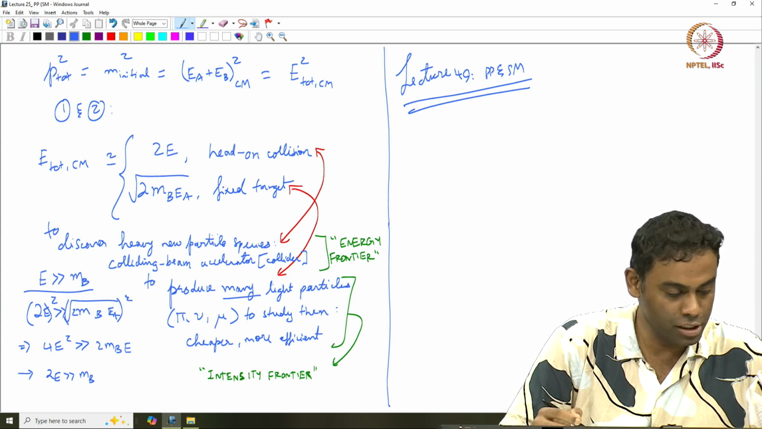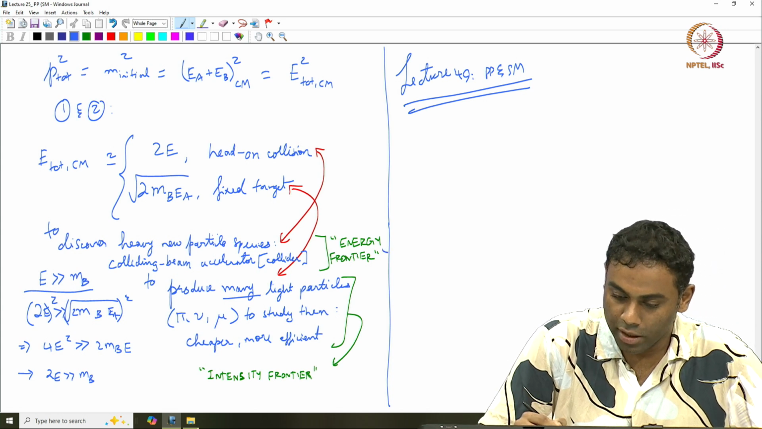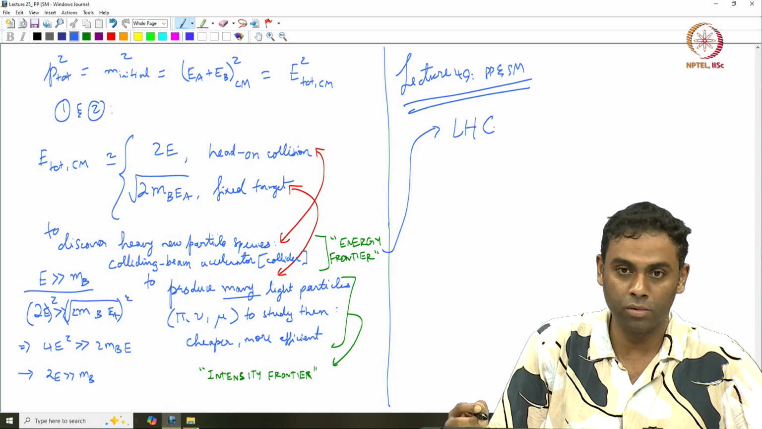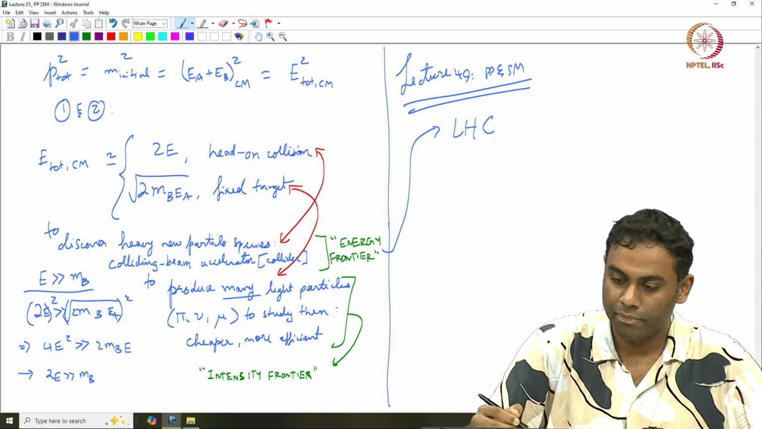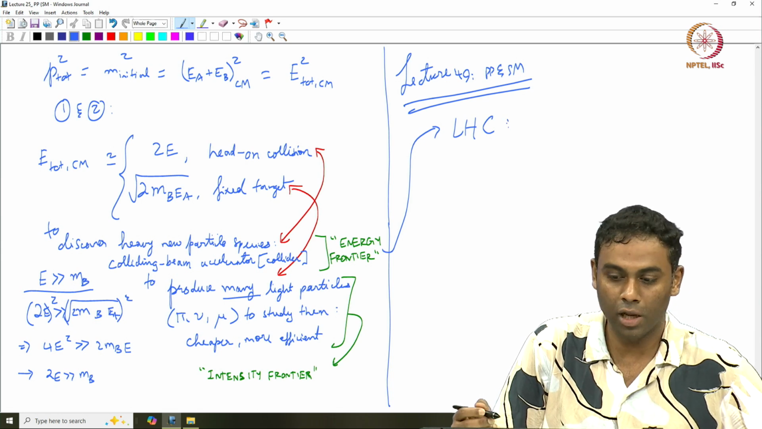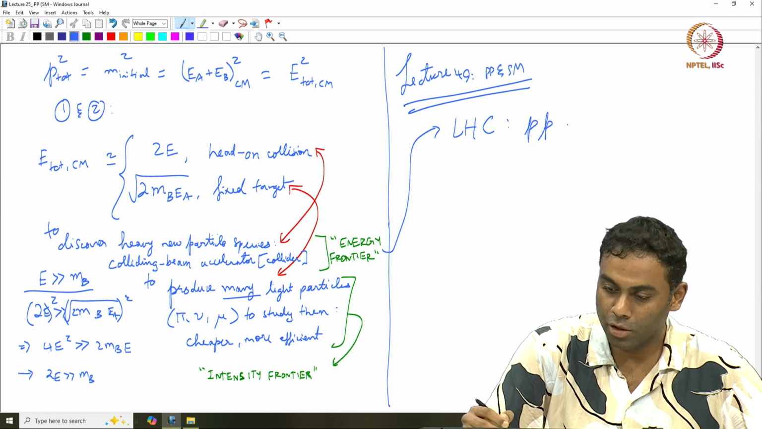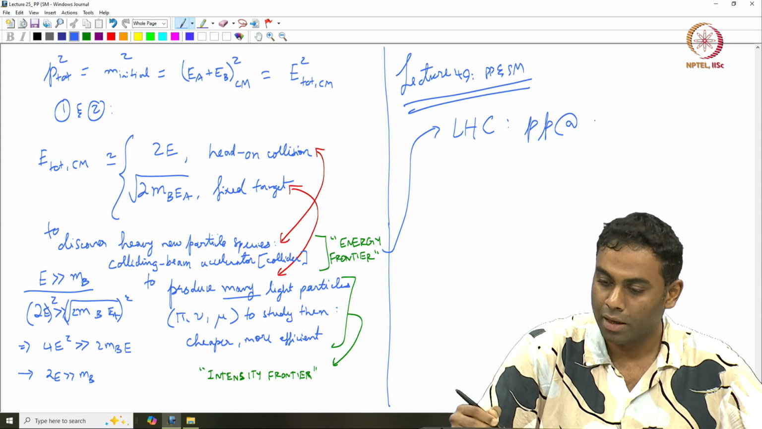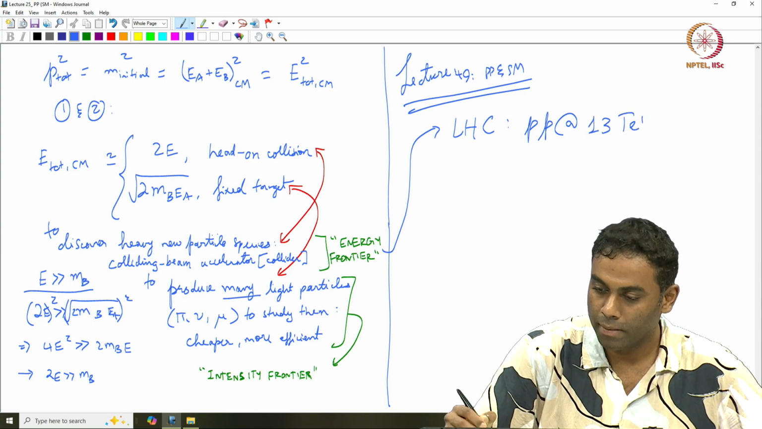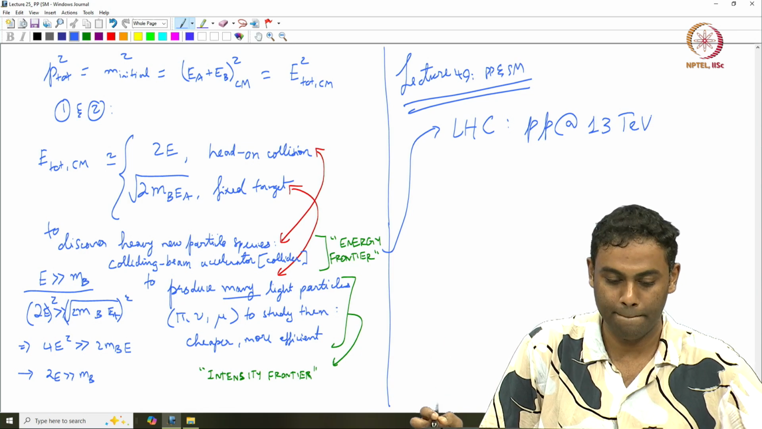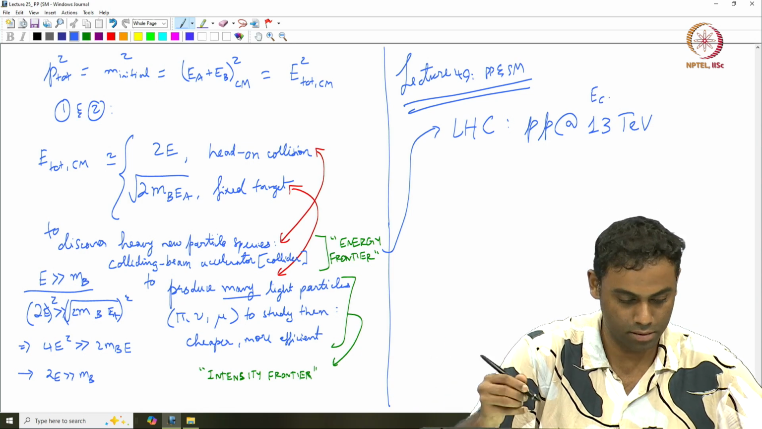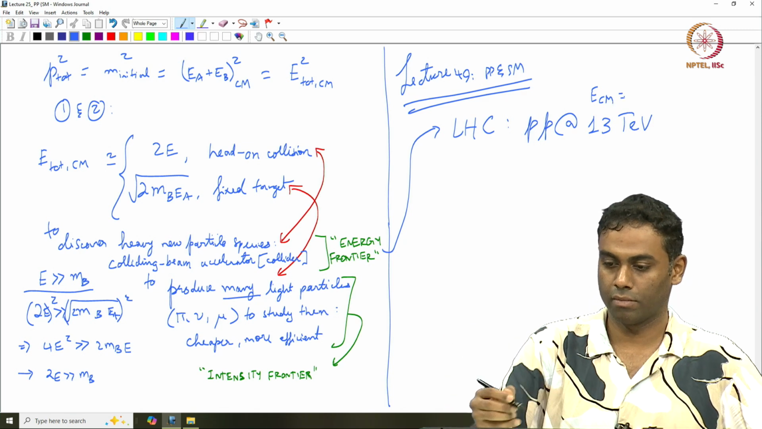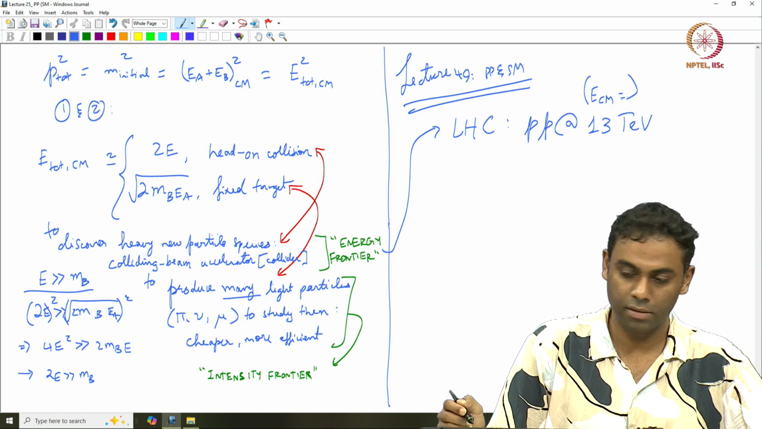So at the energy frontier is where we have, most famously now, the Large Hadron Collider. So what do they collide? At the moment they are colliding protons on protons at a center of mass energy of 13 TeV. Might as well write in my notation, it's ECM, right?